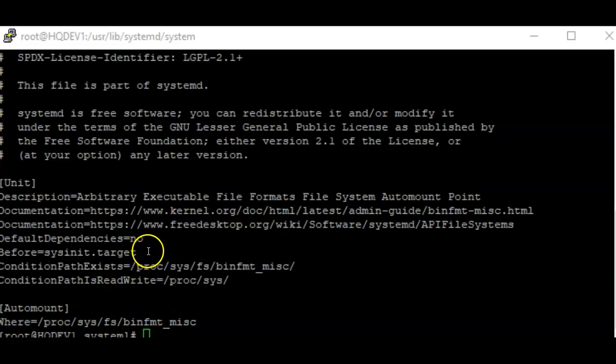So in the next video I'm going to show you the step-by-step process of how to mount and unmount volumes using systemd with mount unit files, then followed by with the automount unit files.